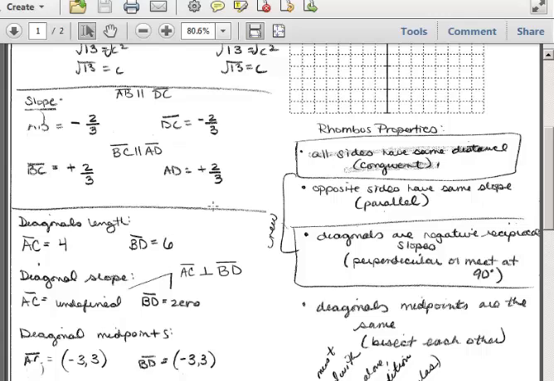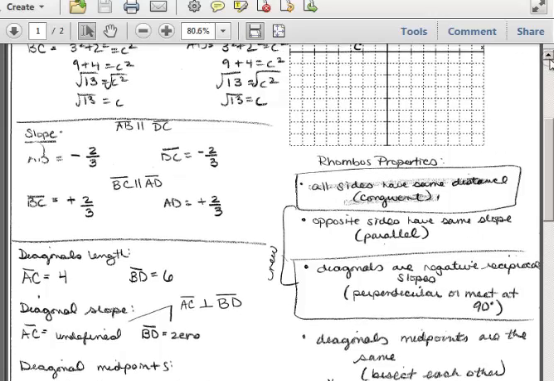So some things that are old, you got two sides that are parallel because they have the same slope. The midpoints are the same on the diagonal, so they bisect each other. But that's pretty much all the old stuff. Those are the properties from the parallelogram, from its daddy, the parallelogram. Now we've got two other things. All sides have the same distance. That is special of a rhombus.